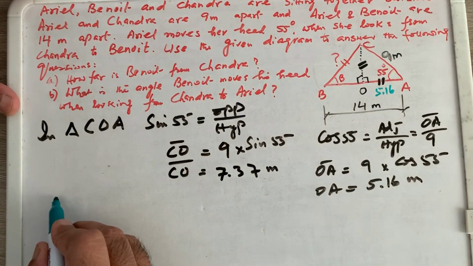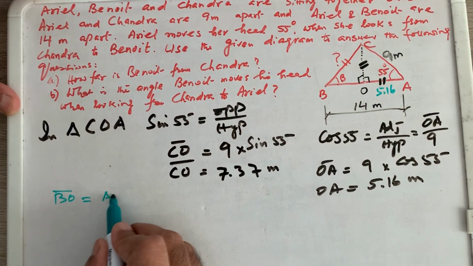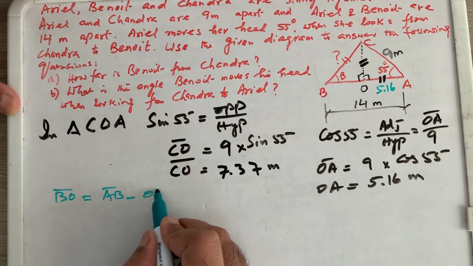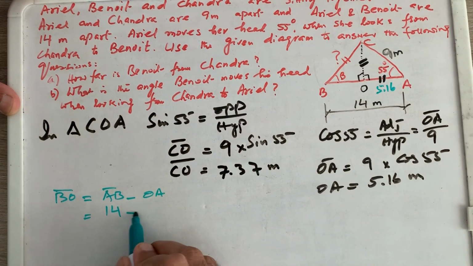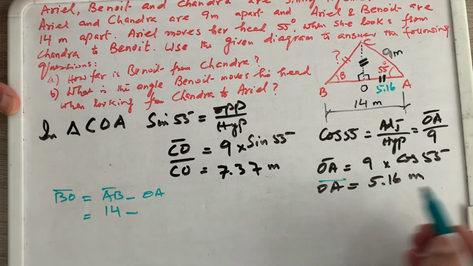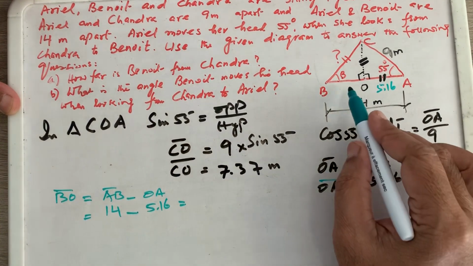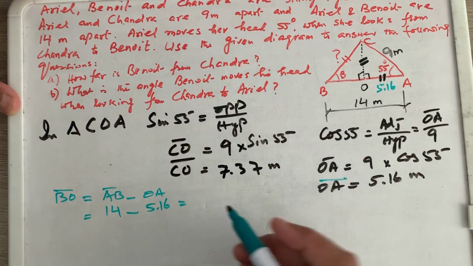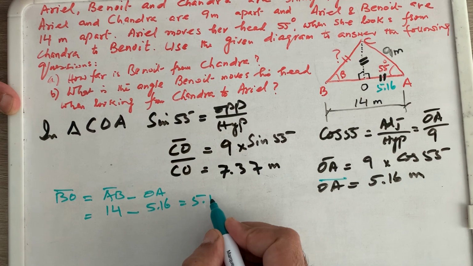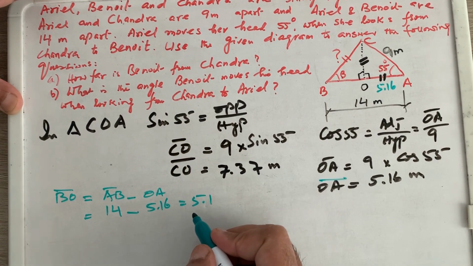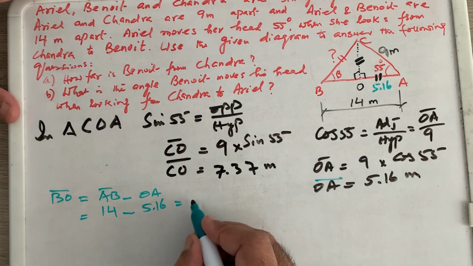So what is my BO? My BO will be equals to the total distance AB minus OA, right? I have my total distance AB, which is 14 given in the question, and I calculated here OA 5.16. So if I subtract this, I get this other part, which is BO or OB, right? So this will be equals to 14 minus 5.16, 8.84, right?